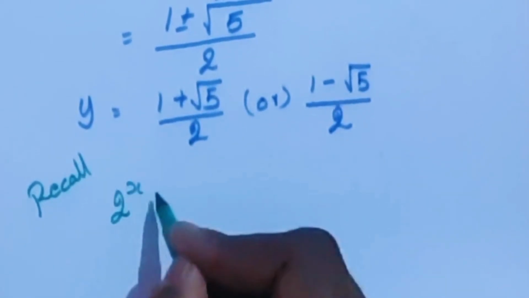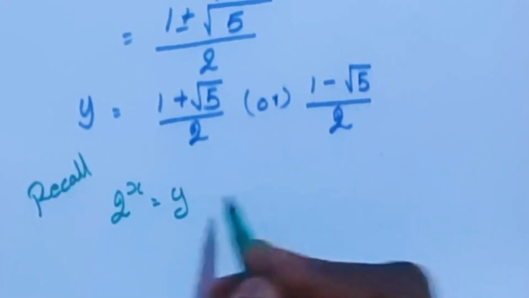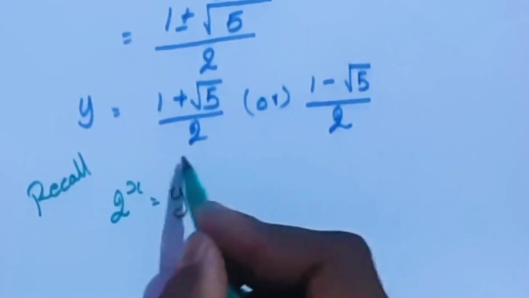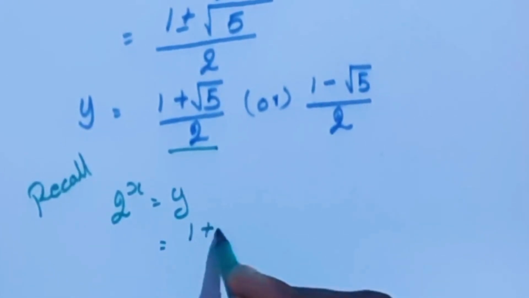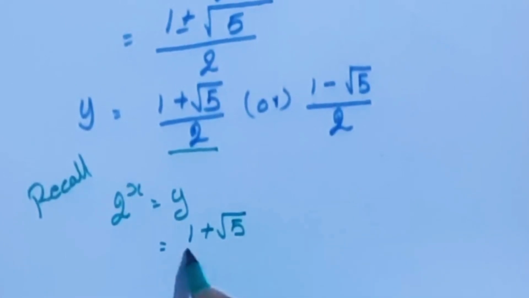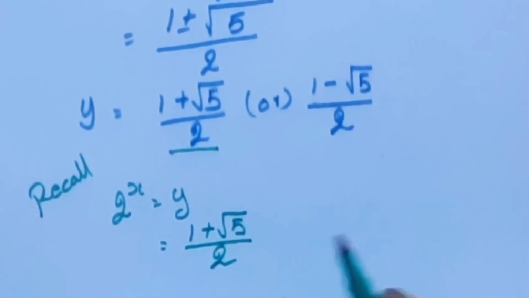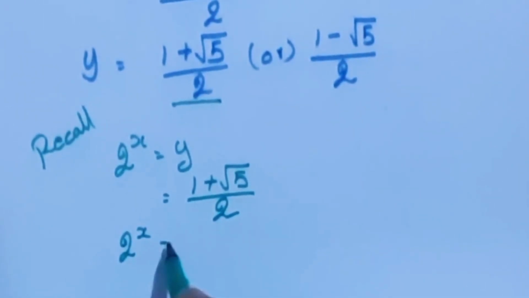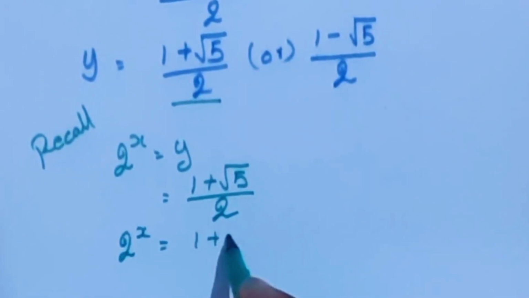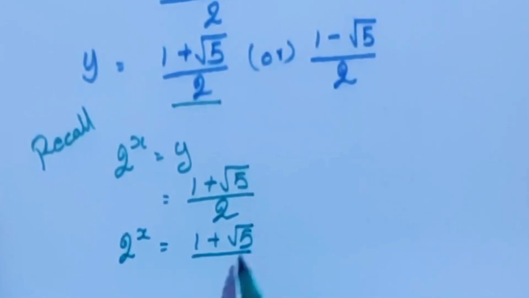Now recall this, 2^x equal to y. We are going to take y equal to (1 plus square root of 5)/2. So 2^x equal to (1 plus square root of 5)/2.